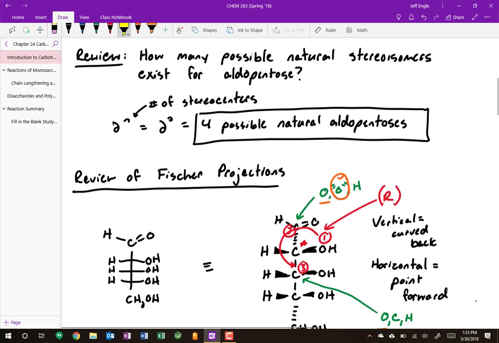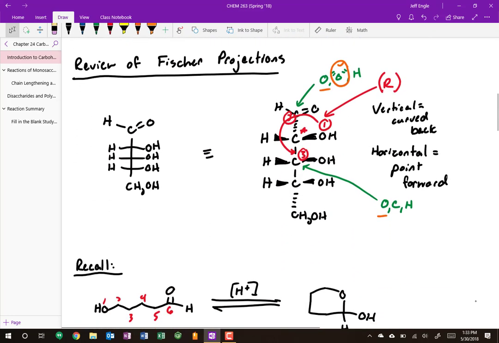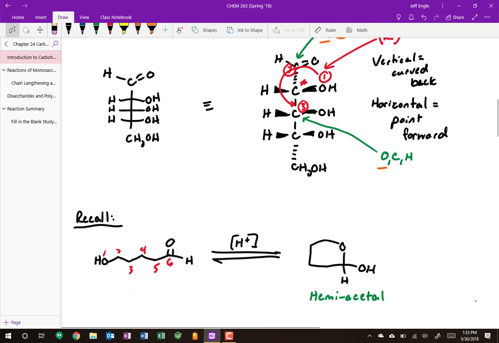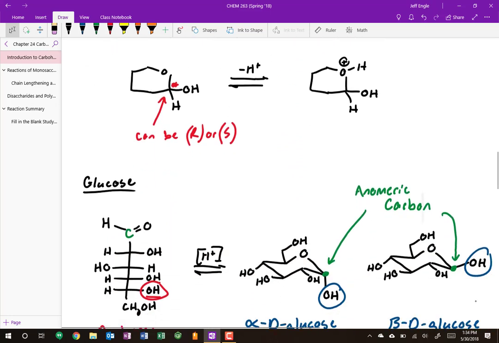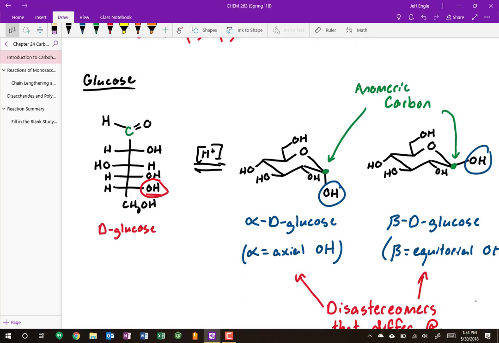If we go down, we saw that Fisher projections are showing up again. You got to remember the bow tie rule, that the horizontal crossbars are pointed out towards you and the vertical portion is curving away from you. And that sugars, just like any sort of aldehyde and ketone, can exist in the open chain form or a hemiacetal form. So we went through and we briefly saw this mechanism as review. And then we went over some definitions.